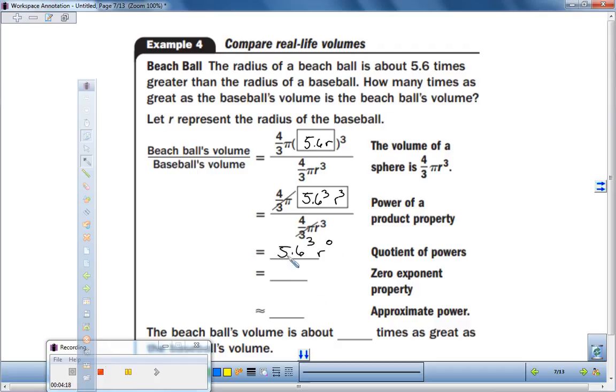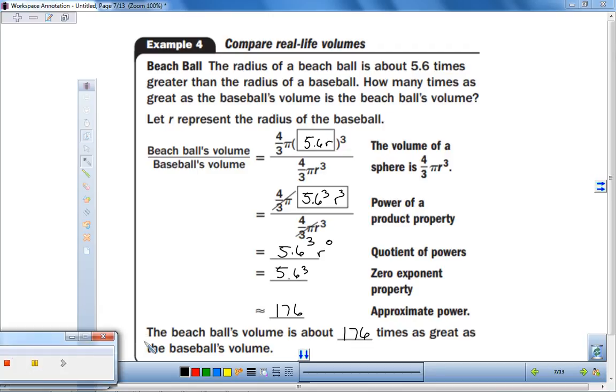So we're just going to take 5.6 to the third power, remembering that R to the 0 ends up being 1. 5.6 to the third power is going to be roughly 176. So the beach ball's volume is about 176 times as great as the baseball's volume.